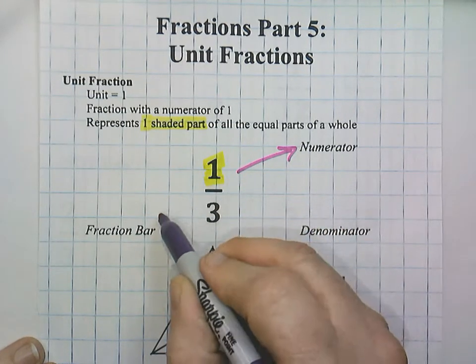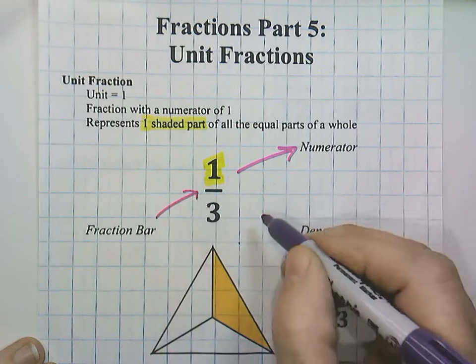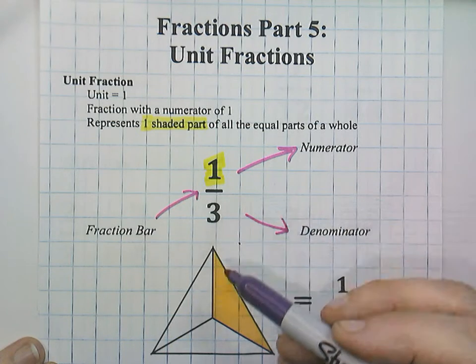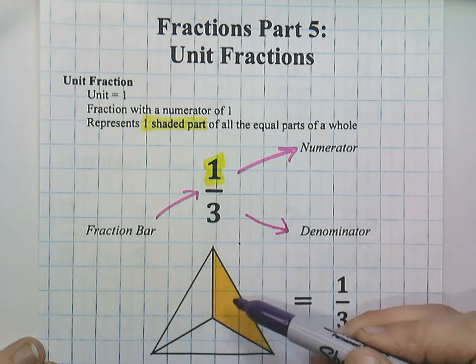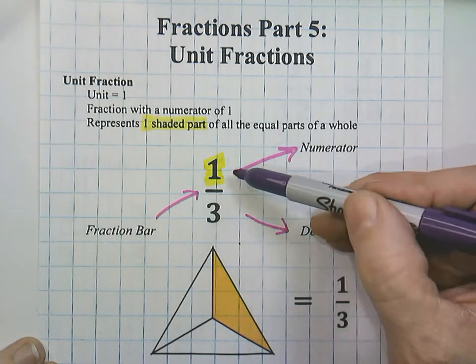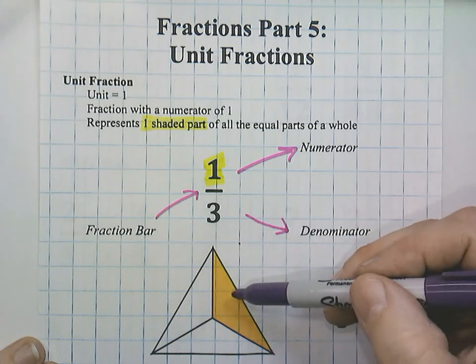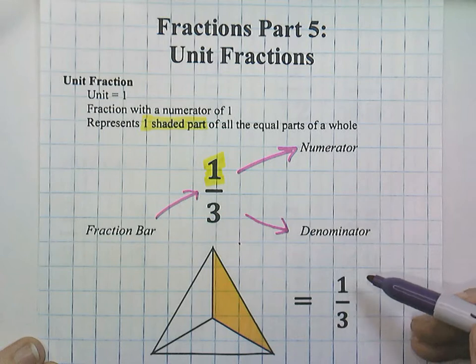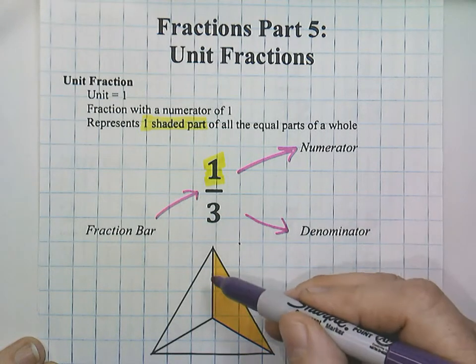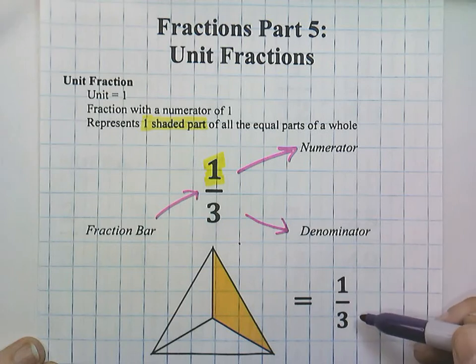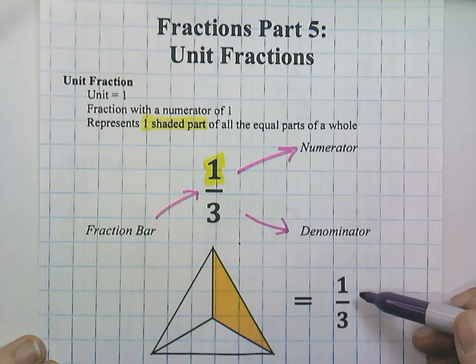Remember, fractions also have a fraction bar, and then it has the denominator. The denominator tells the number of equal parts, 1, 2, 3, but the top number, the numerator, tells the amount of shaded parts. So this model shows one shaded part, which is our 1 here, out of a total of 1, 2, 3 parts for our fraction of 1/3, but this is referred to as a unit fraction.